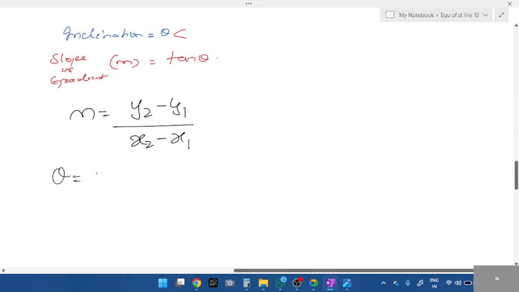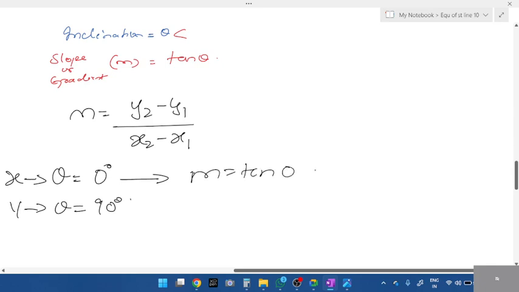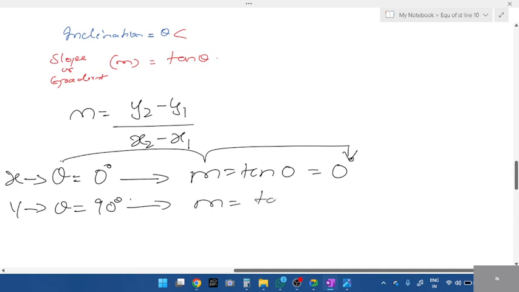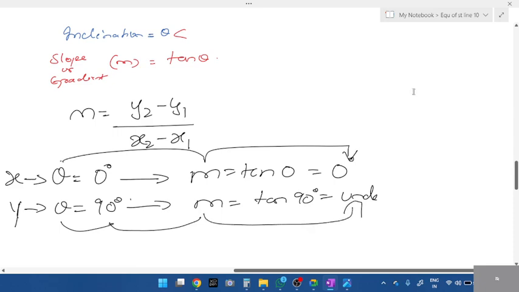What is the theta value, students? The angle is always 0 for the x-axis. For the y-axis, theta is equal to 90 degrees. If they ask you to find the slope of the x-axis, use 0 degrees. m is equal to tan 0, which is equal to 0. So inclination and m are both 0 for the x-axis. But for the y-axis, inclination is 90 degrees. If you convert into tan 90, it is undefined. So for the y-axis, the inclination is 90 degrees, but the slope m is undefined. This is the concept.